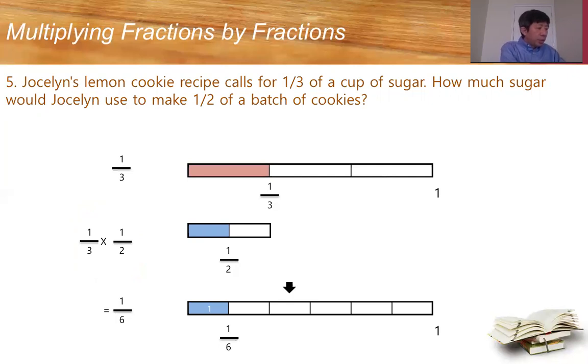So what does the 6 mean? See, this is 1 whole. Now 1 whole, we have how many units? 1, 2, 3, 4, 5, and 6, right? And then we have how many of them? For this, we have 1. So therefore, it is 1 out of 6, right? So the answer is 1/6.